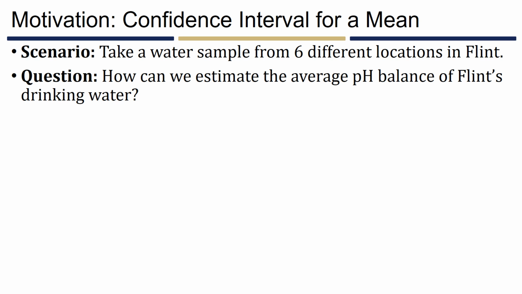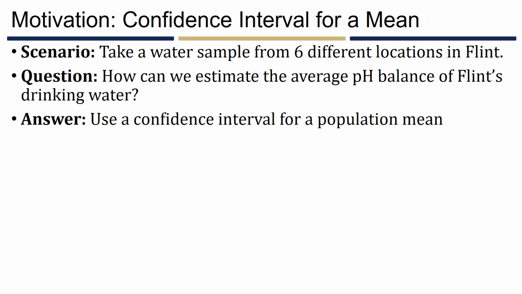So consider this situation. Let's say we take a water sample from 6 different locations in Flint, Michigan. Flint, if you recall, had this big water crisis several years back whenever they had unhealthy drinking water. And what we want to do is estimate the average pH balance of Flint's drinking water. So the way that we can go about this is to use a confidence interval for a population mean.